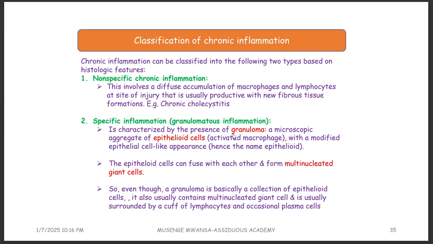So there is a characteristic of a granuloma where you are going to have epithelioid cells. What is an epithelioid cell? It's just a macrophage that has been activated. And because it looks like an epithelial cell, that's why we call it epithelioid cell. These epithelioid cells can also fuse together and they are going to form what we call giant cells, which have got a lot of nuclei, multinucleated giant cells.